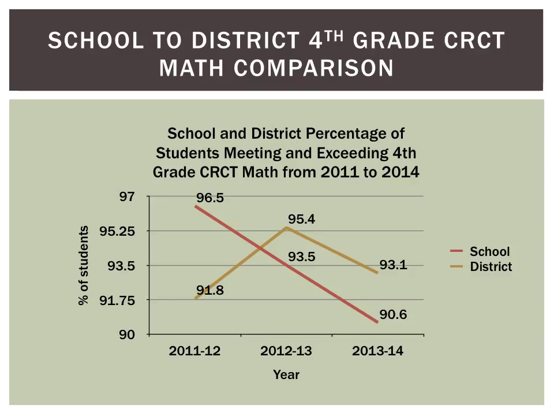This graph shows the comparison of Cleveland Elementary to Fayette County and the percentage of students meeting and exceeding on the 4th grade CRCT math from 2011 to 2014. The percentage of students meeting and exceeding at Cleveland Elementary has continuously decreased from 2011 to 2014. However, in Fayette County, the percentage of students that meet and exceed on the 4th grade CRCT math increased from 2011-2012 to 2012-2013, and then slightly decreased in 2013-2014.